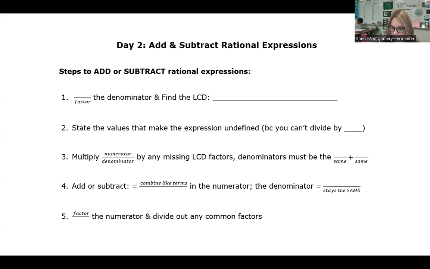All right, we are gonna fill in the blanks. There's not many blanks in here. Actually, I filled in most of them for you. So it's steps to adding or subtracting rational exponents.